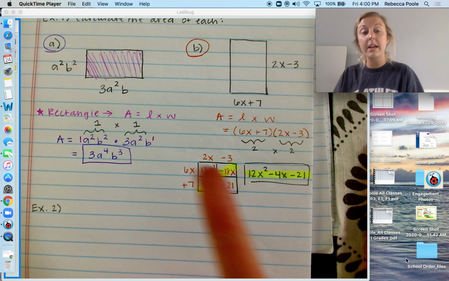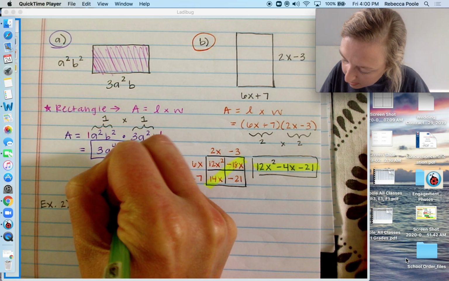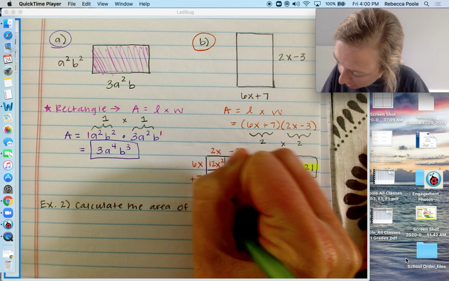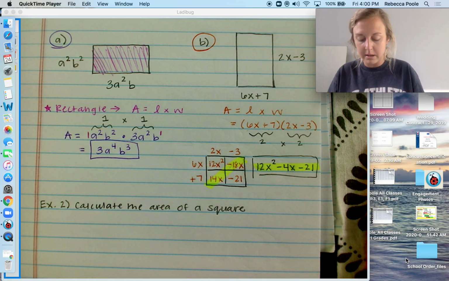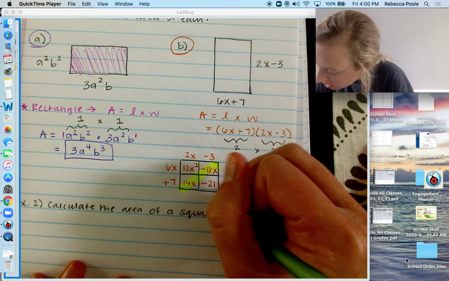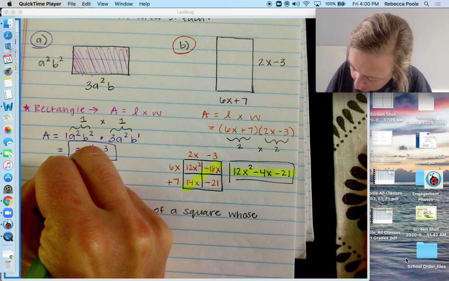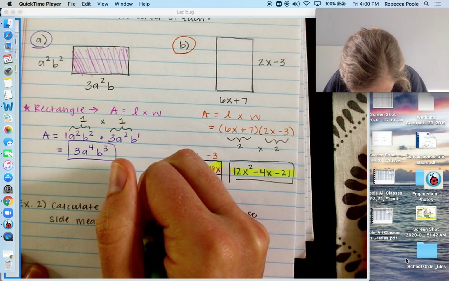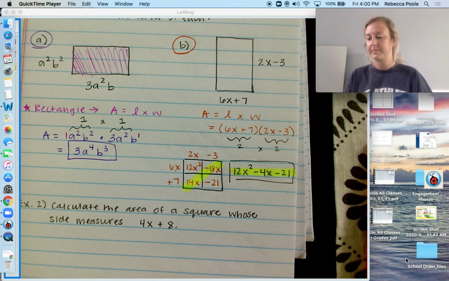We're going to calculate the area again, but this time we're going to calculate the area of a square. Okay, so it's already different, right? Got to get my example out. Calculate the area of a square whose side measures, let's see, what's that, 8? 4x plus 8.